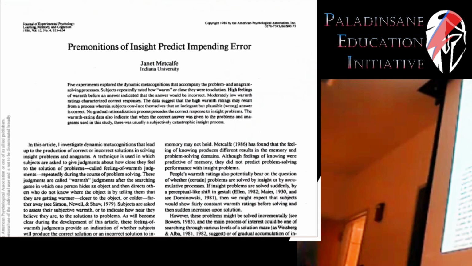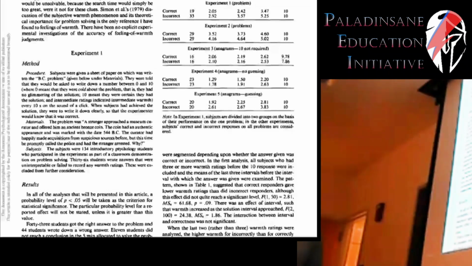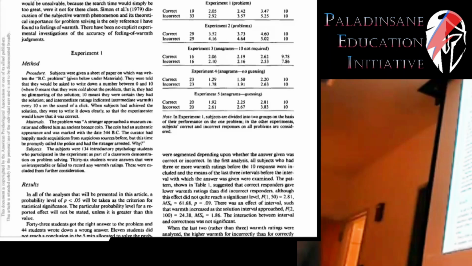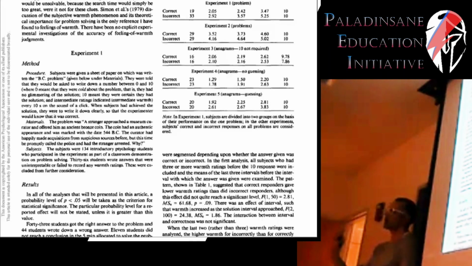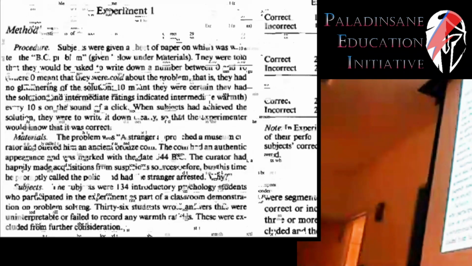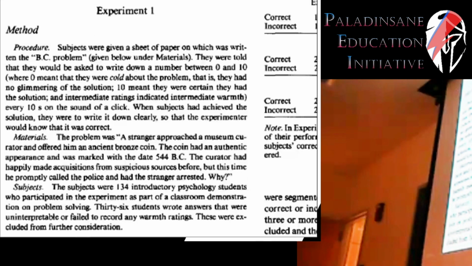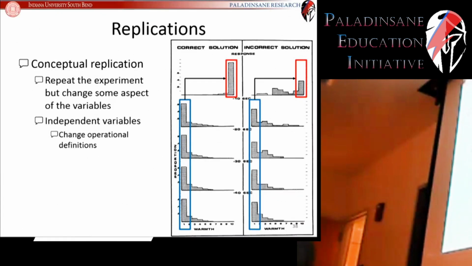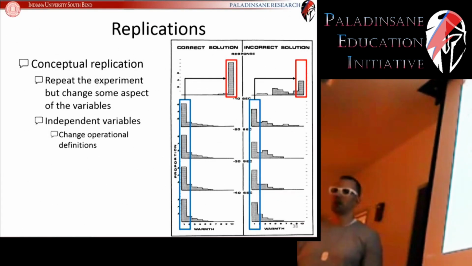Basically, you go to that publication and you go to the method section and you say, all right, experiment number 1, procedure. Subjects were given a sheet of paper. I'll give subjects a sheet of paper on which was written the BC problem. I'll give them the BC problem. They were told that they would be asked to write down a number between 0 and 10. I'll tell them to write down a number between 0 and 10, right? So you do it as closely as possible to the original experiment, and that is your replication. And then, incidentally, that's literally where I got the BC problem from. All right, so that's an exact replication. Not too difficult to understand. You just redo what you've done before.